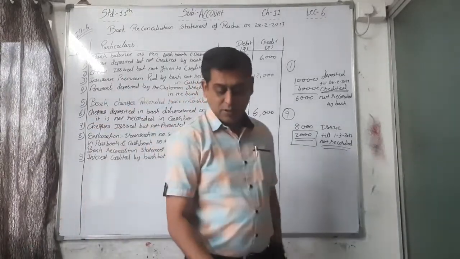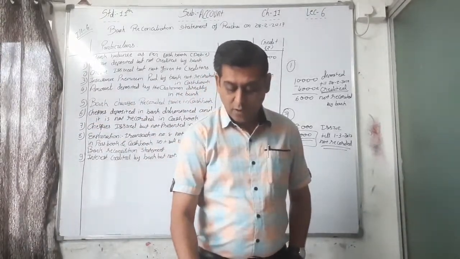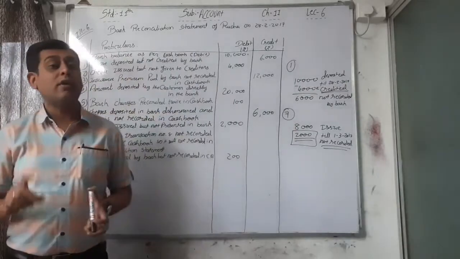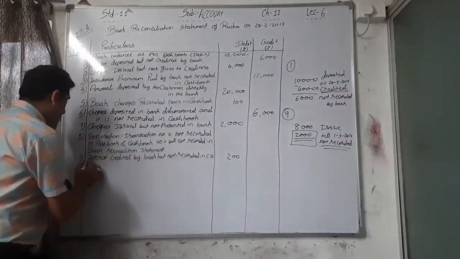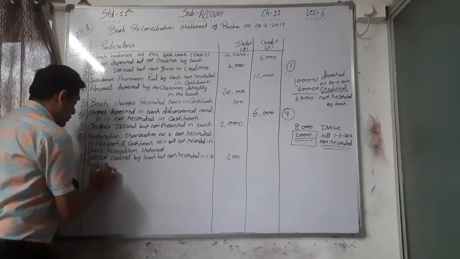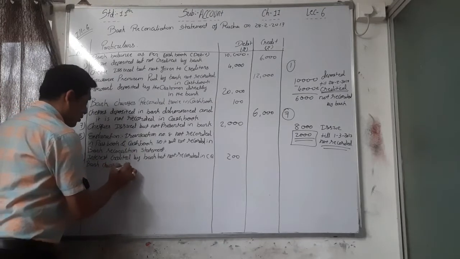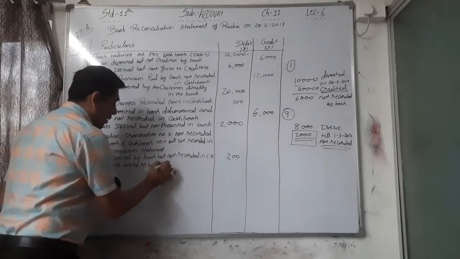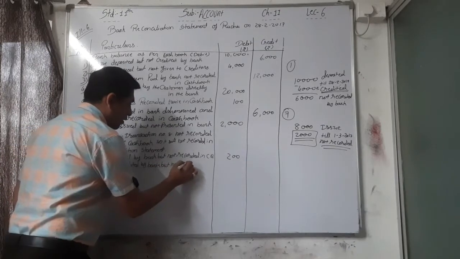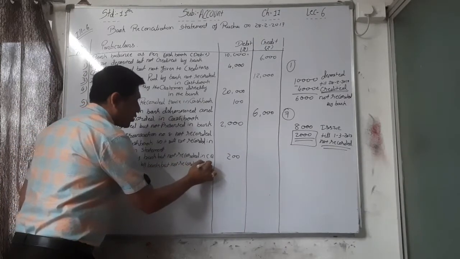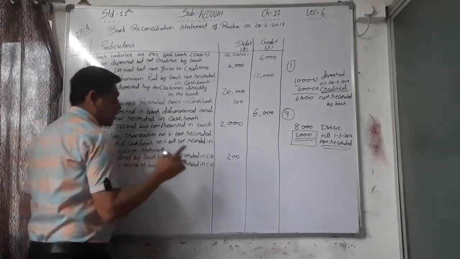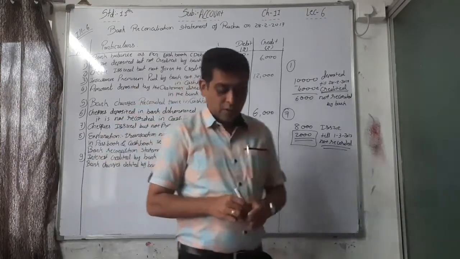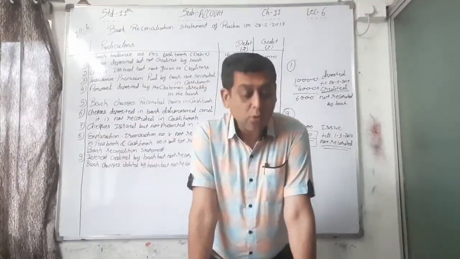And here the second point is also given in the 9th point. 100 for bank charges in passbook. Debited 100 in the passbook, also not recorded in the cash book. That's why that is also bank charges debited by bank but not recorded in cash book. Bank is debited, that's why we have to credit it. The amount is 100 rupees. Okay, so here your 9th point is also over.